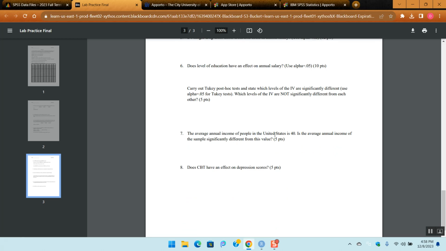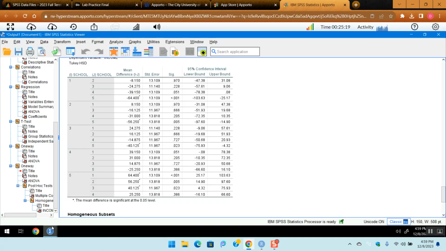For 7, the average annual income is 40,000 in the US. Is the average annual income of the sample, I should say, or actually, this is the US, so this is the population mean, it's 40. I took a sample and I want to see, does my sample annual income differ significantly from 40 for the population? So this is a 1 sample test because I have 1 sample and I'm comparing the sample mean to the population mean of 40.